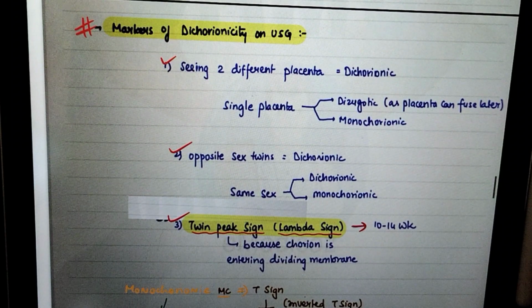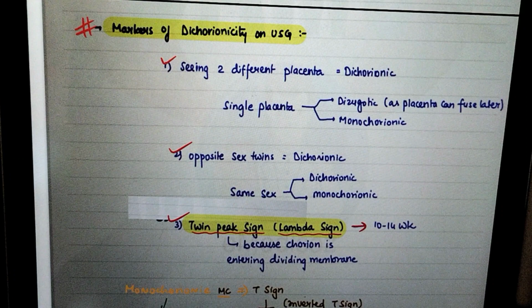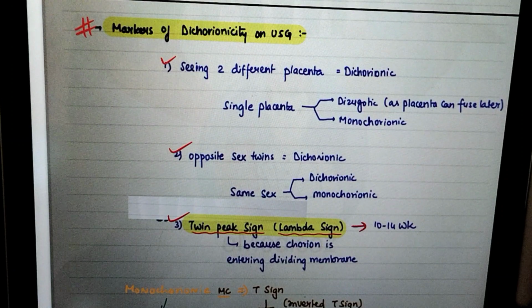Now the markers of dichorionicity on ultrasound. Seeing two different placentas signifies dichorionic. A single placenta signifies dizygotic, as placentas can fuse later, or monochorionic. Opposite sex twins are always dichorionic. Same sex twins can be dichorionic or monochorionic.